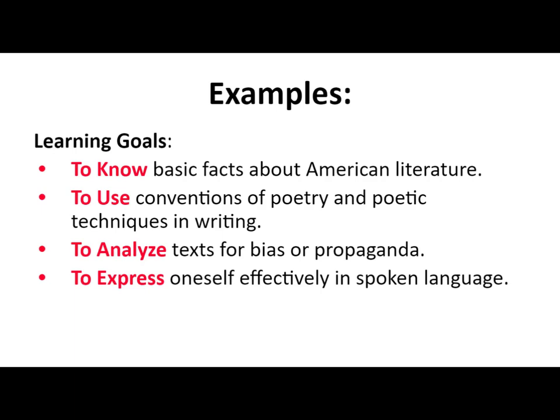So, for example, an abstract general goal for an American literature class is just to know basic facts about American literature, to be able to use conventions of poetry and poetic techniques in writing, to analyze texts for bias or propaganda, or to express oneself effectively in spoken language. Those are very broad and abstract. There's nothing that we can actually see that would be evidence that students know anything.